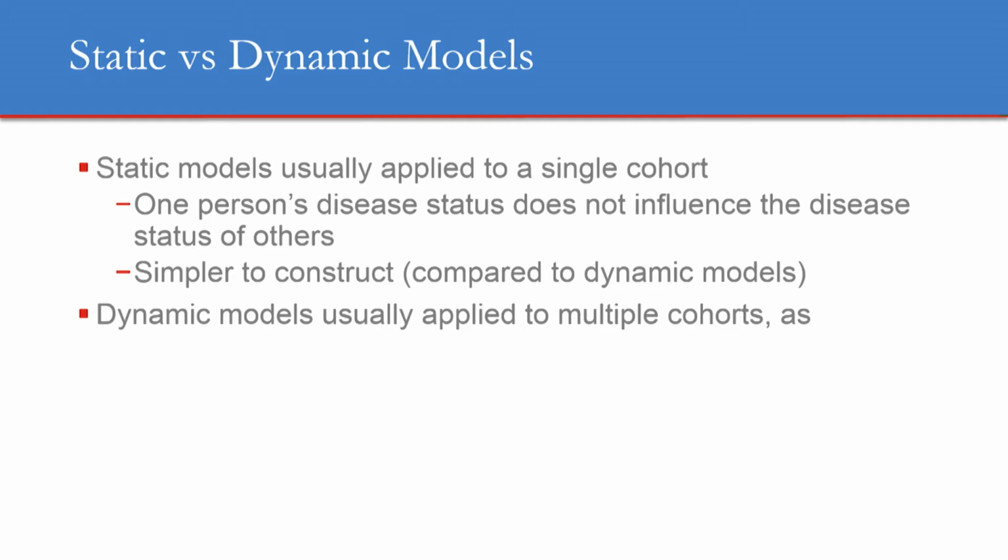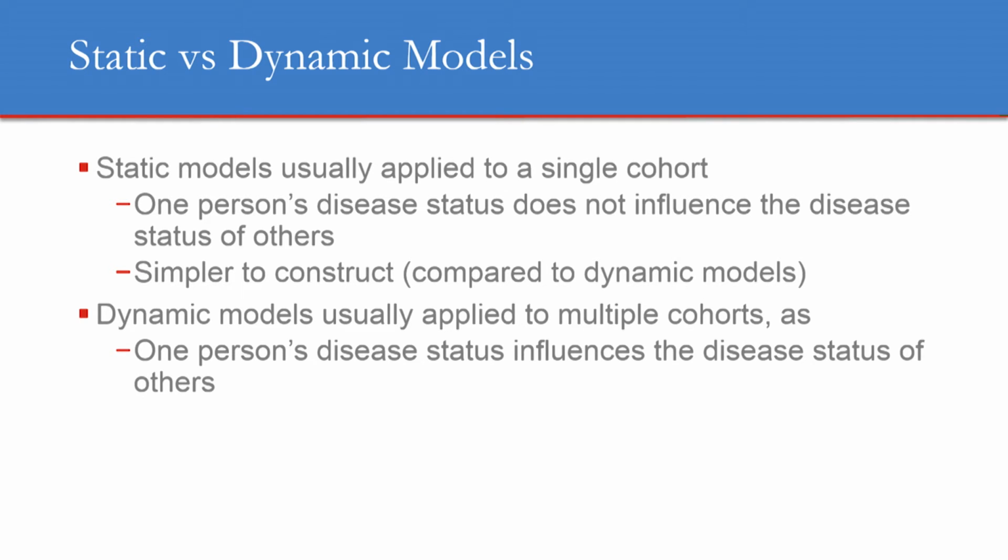Dynamic models, on the other hand, are usually applied to multiple cohorts. Here, the disease status of one member influences the status of other members. For example, one's risk of getting flu depends on how many other people in his or her surrounding have flu. So dynamic models capture such interactions. Another feature here is that indirect effects change over time.